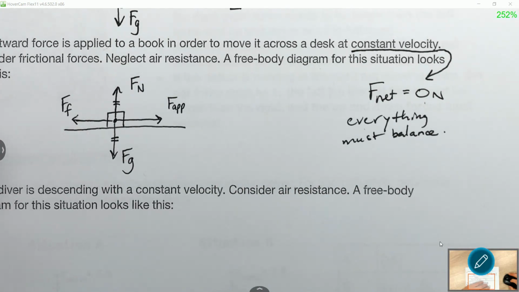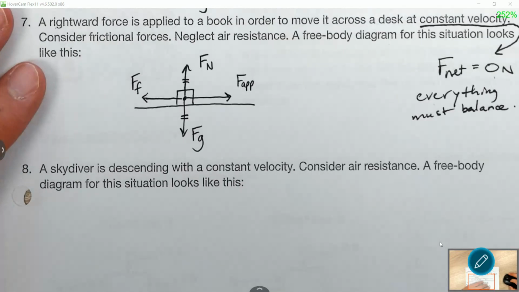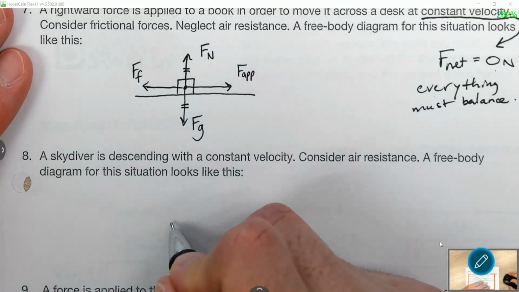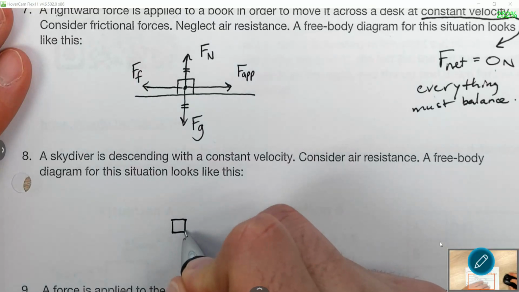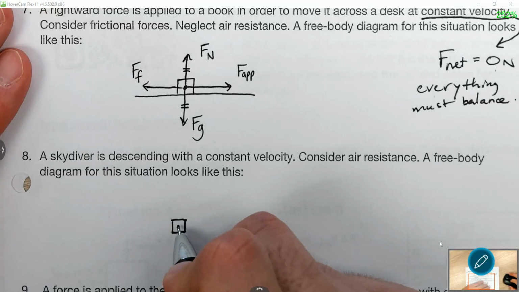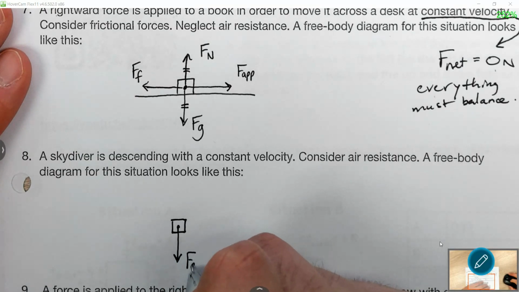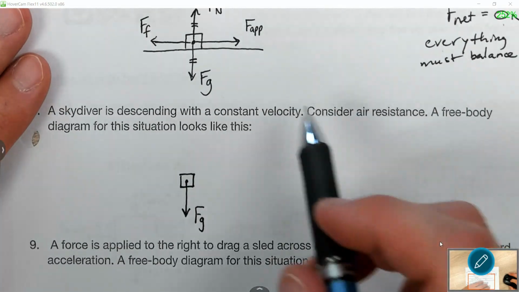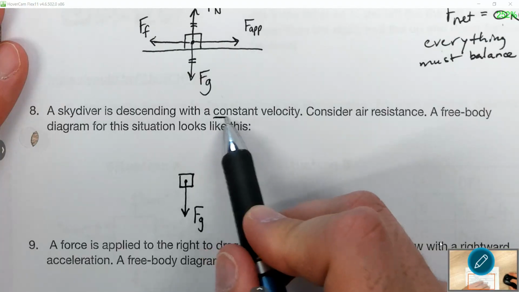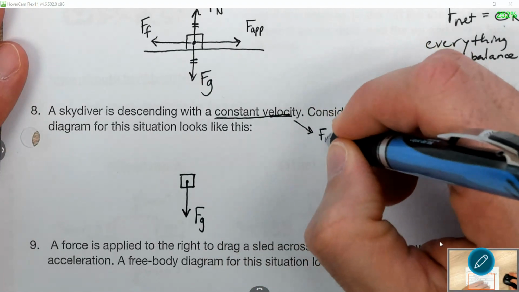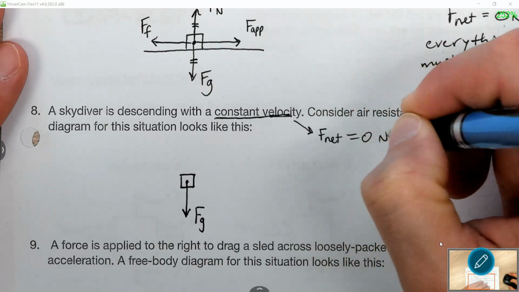Skydiver in number 8. A skydiver is descending with a constant velocity. Consider air resistance. Okay, so here's our skydiver. What are we always going to have here? Weight, in which we go down. And what do we label that as? Fg. Well, is there a key phrase in here? Yes, there is. Constant velocity. So what does that mean? F net is 0. Everything must balance.